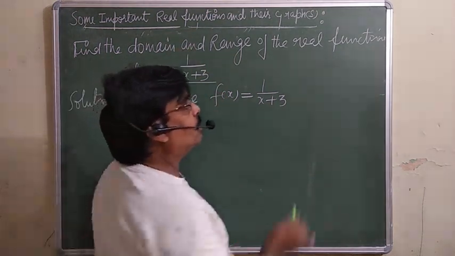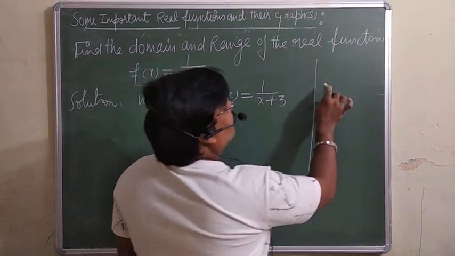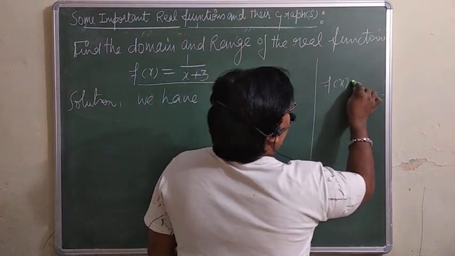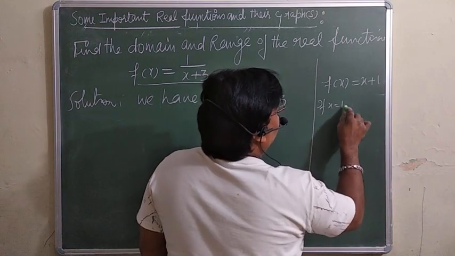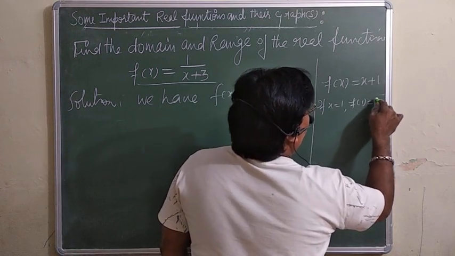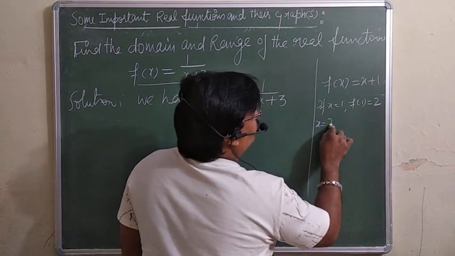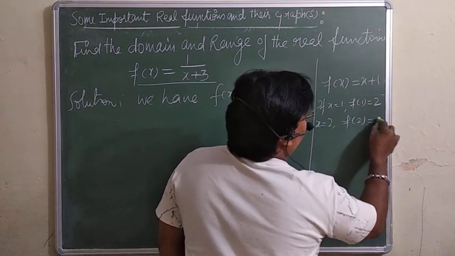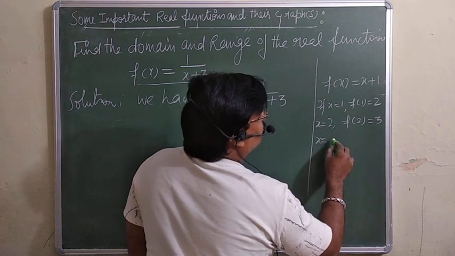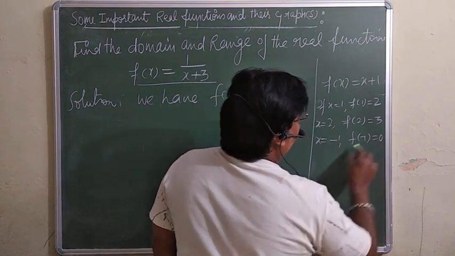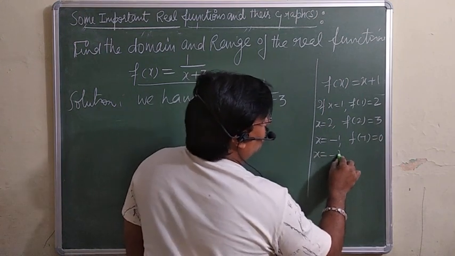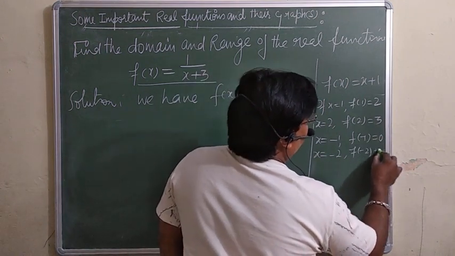First of all, for domain and range, if we simply try to understand, suppose my function is f(x) = x plus 1. If I am putting x equal to 1, then f(1) you will get 1 plus 1, which is 2. If you put x equal to 2, then f(2) is 3. Then x equal to minus 1, any real number, then f(-1) will be equal to 0. If you put x equal to minus 2, then f(-2) you will get equal to minus 1.